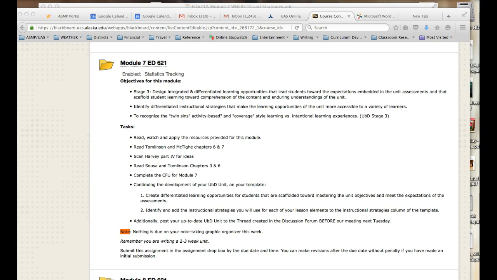Note, nothing is due on your note-taking graphic organizer this week. It will be, again, next week. You'll have some things to add. Remember, you are writing a 2 to 3 week unit and submitting it in the Dropbox by the due date and time so you can make revisions and get feedback from me without penalty.